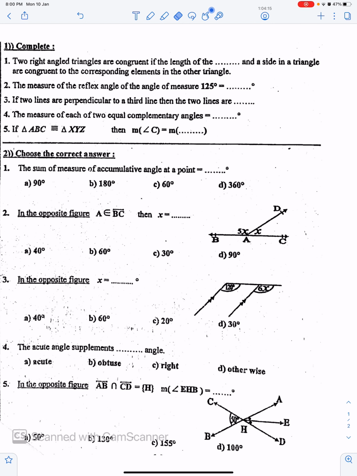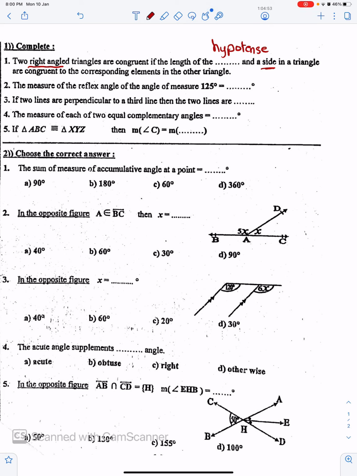Okay, number one, complete. Two right angled triangles are congruent if the length of the hypotenuse and a side in one triangle are congruent to the corresponding elements in the other triangle. We have right angled triangles. So if the length of the hypotenuse and a side in the first are equal to the corresponding ones in the second.